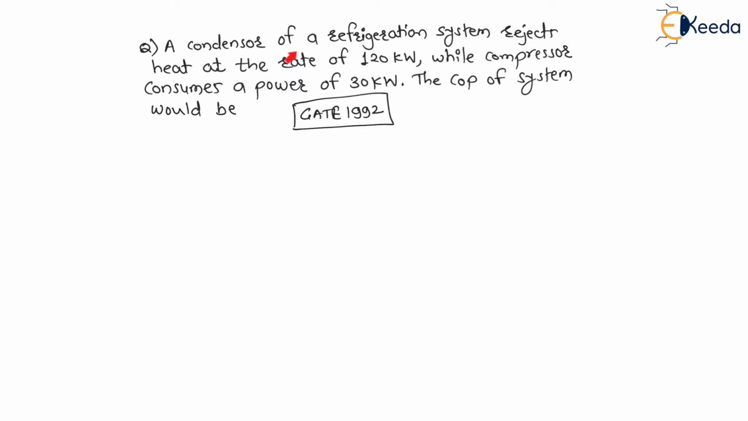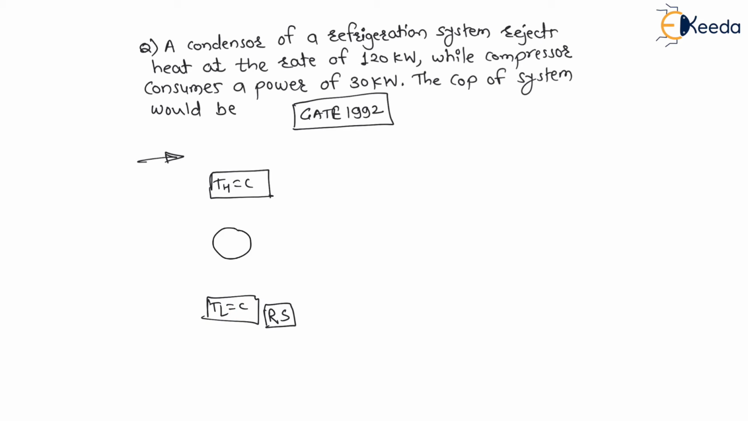The question is, the condenser of a refrigeration system rejects heat at the rate of 120 kilowatt while the compressor consumes a power of 30 kilowatt. The COP of the system would be. Now here, let us assume the refrigeration system works between a higher temperature reservoir, whose temperature is constant, and a lower temperature reservoir, whose temperature is also constant. The lower temperature is nothing but the refrigerated space, from which we need to remove the heat for refrigeration.